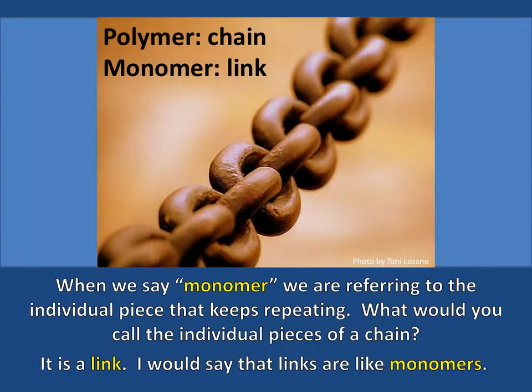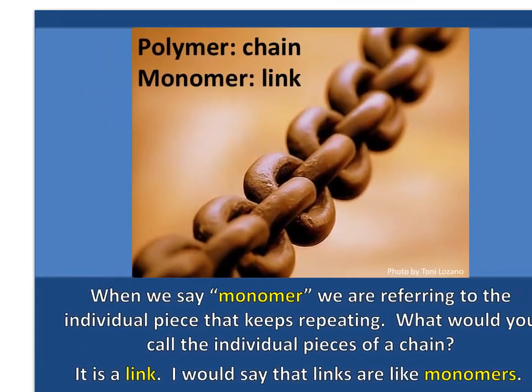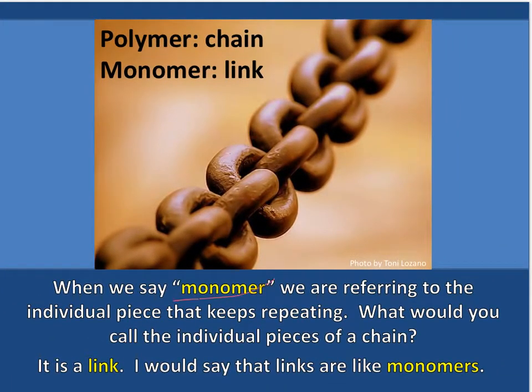So again, when we say monomer, we are referring to the individual piece that keeps repeating. A monomer is the individual link. When I put many links together, I get a long chain. That's a polymer. So the overall chain is the polymer, and the one link is the monomer. So that is one of our important vocabulary words.